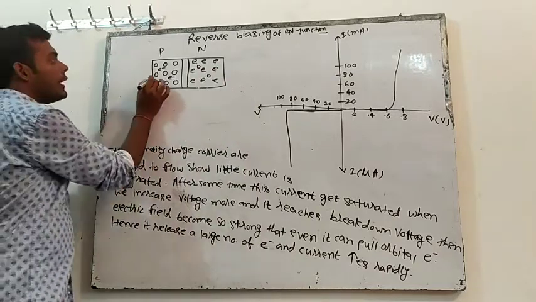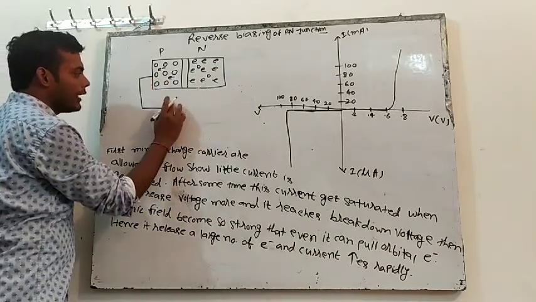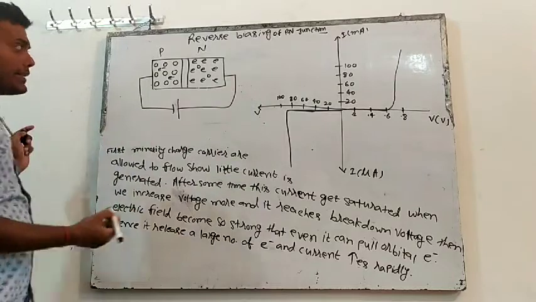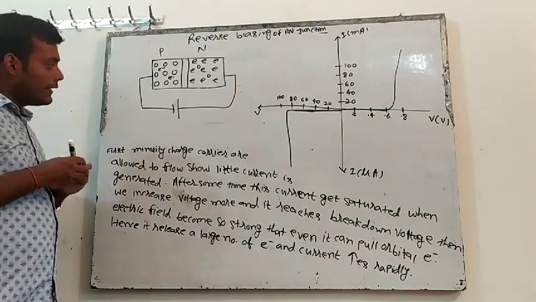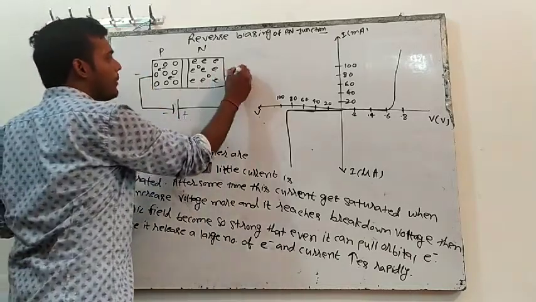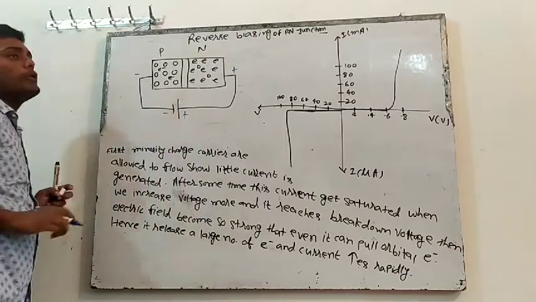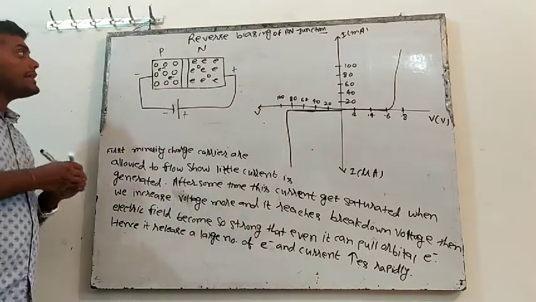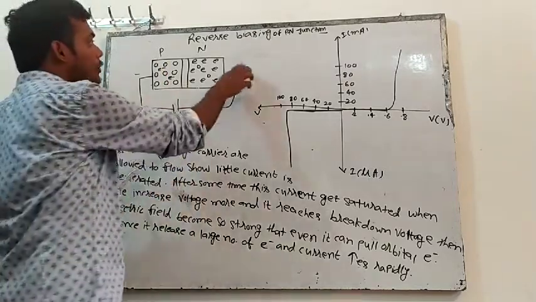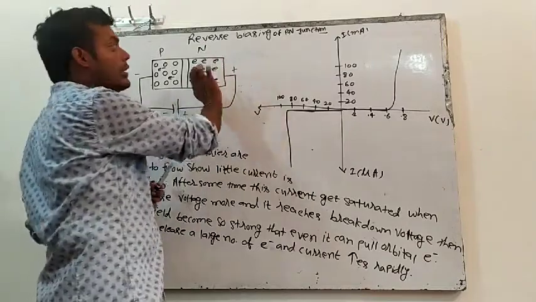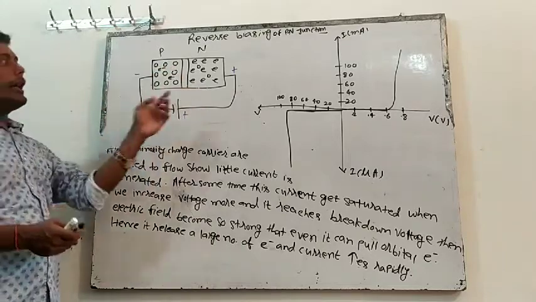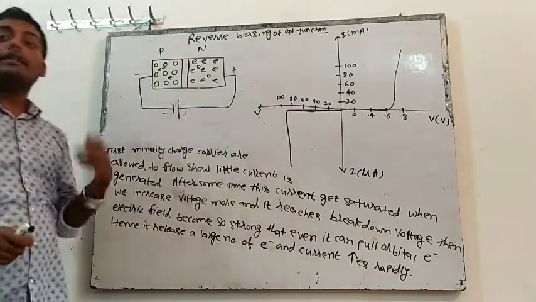If I connect it in reverse bias mode, that means the P side is connected with the negative terminal and the N side is connected with the positive terminal of the cell. Is it correct? Now what will happen? This side is negative and this side is positive. The hole is positive, so this negative will attract the positive, pulling it to this side. And this positive will attract the negative; the electron has negative charge, so it will be pulled to this side. So as a result, what will happen?